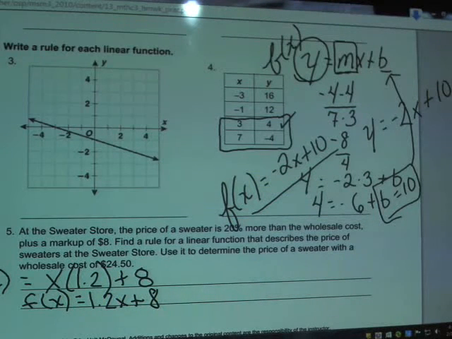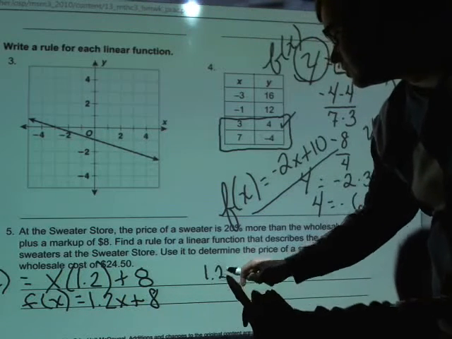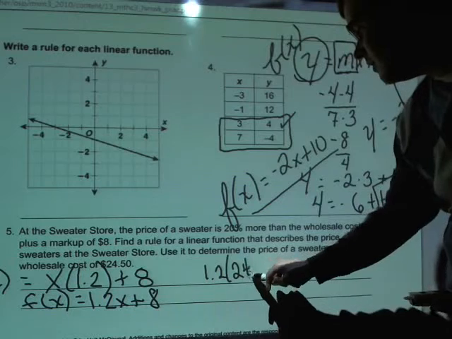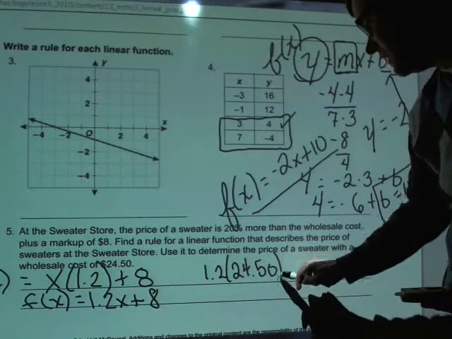Now, the follow-up question says I'm going to buy a sweater that's $24.50 at wholesale, and I'm supposed to figure out how much I'm now going to pay for that sweater. Well, what that means, x is the cost of the sweater. In this particular question, we know that the cost is $24.50. So I'm going to change x into $24.50. So to answer line 2, 1.2 times $24.50 plus 8.